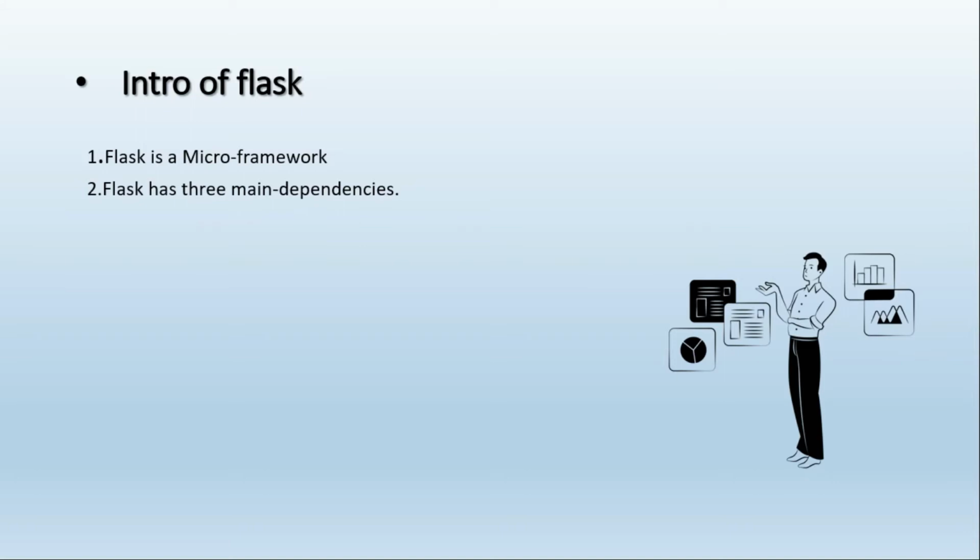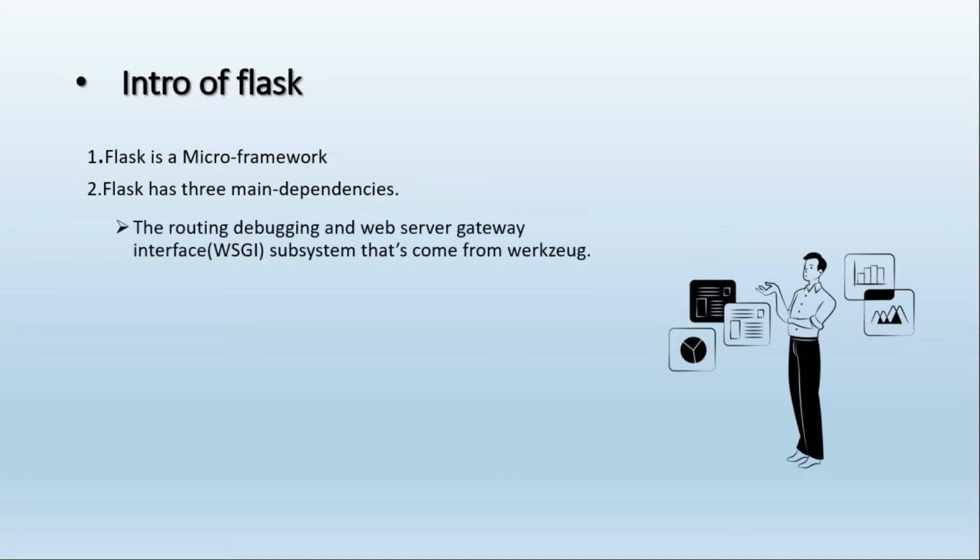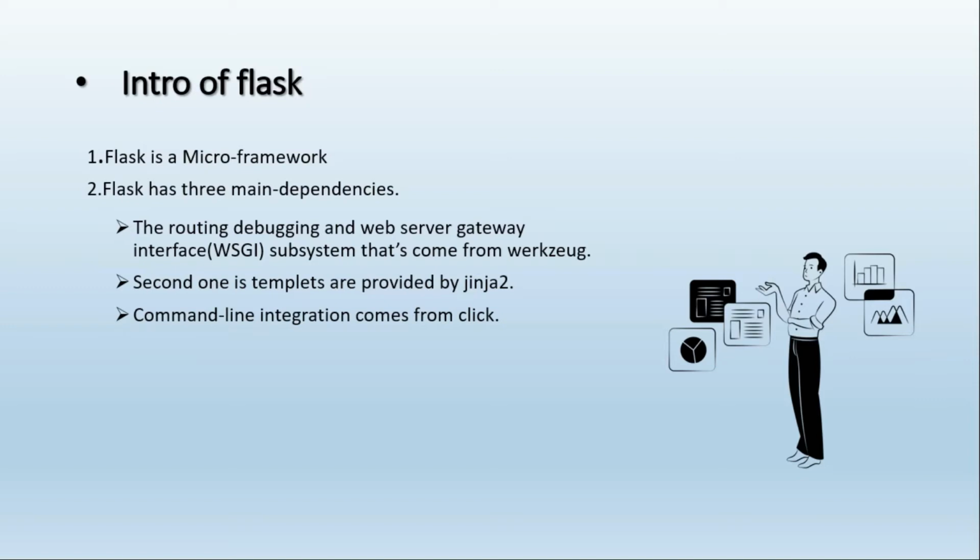Flask has three main dependencies. The first one is the routing, debugging, and Web Server Gateway Interface (WSGI) subsystem that comes from Werkzeug. The second one is templates, provided by Jinja2, like render templates. And the third one is command line integration, which comes from Click. These dependencies are authored by Armin Ronacher. He is also the author of Flask.